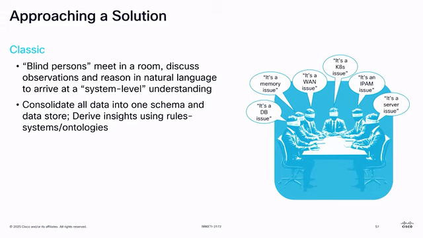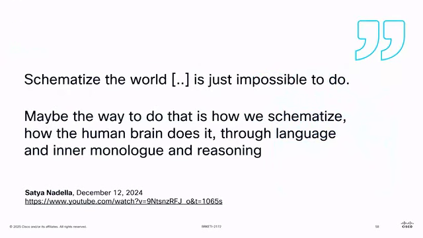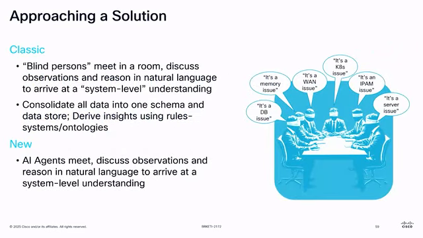So rather than us meeting in a room for 30 minutes and figuring it out, how about we give that to an agent, right? So the schema thing, yeah, Satya Nadella said that very nicely. He said that schematizing the world doesn't really work. So how about we have agents meet in a room for us, but troubleshoot like us.